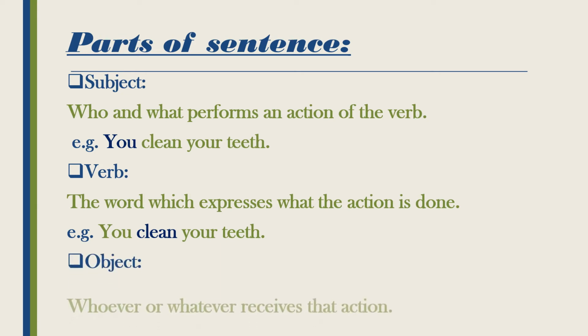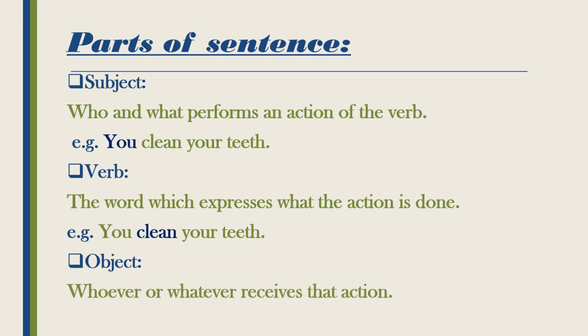Then the third one is object. Whoever or whatever receives the action, the person or thing receiving that action which is done by the subject, that is known as object. The example is you clean your teeth, that your teeth is receiving an action, so your teeth here is object. Subject is the person or thing who is performing an action, verb is the action which has been done, and the object is the person or thing who is receiving an action.